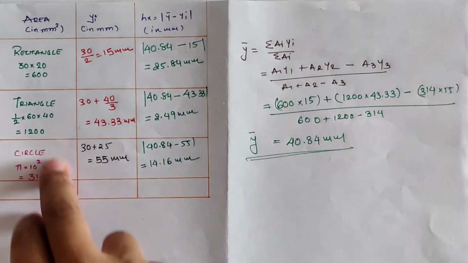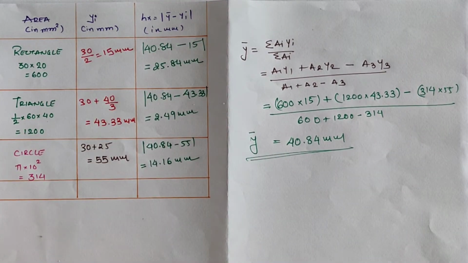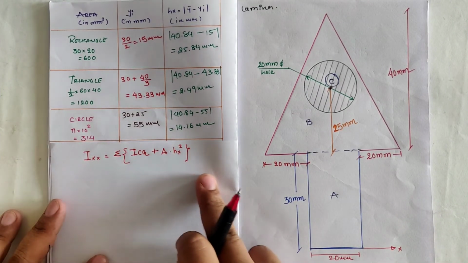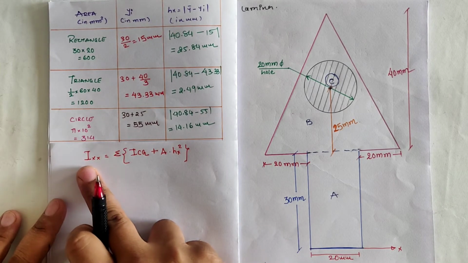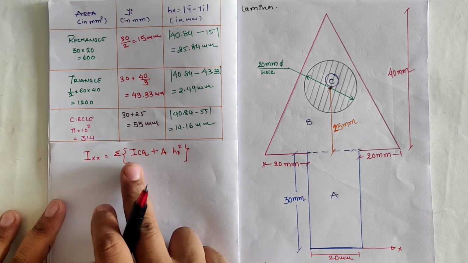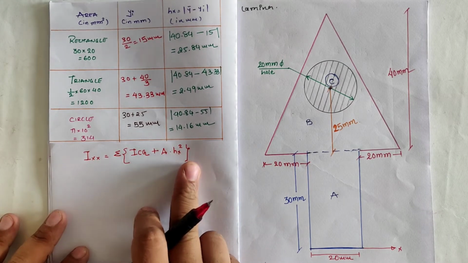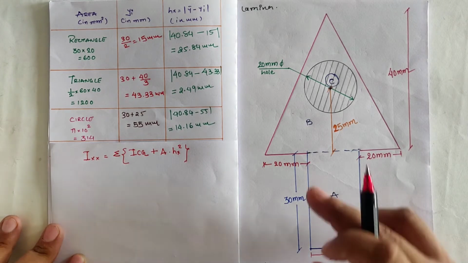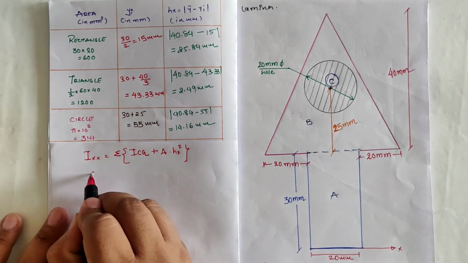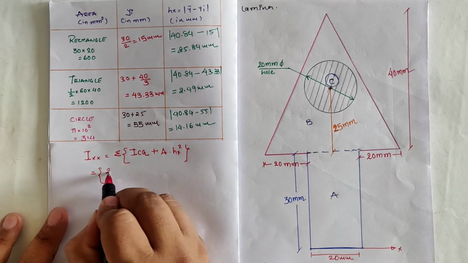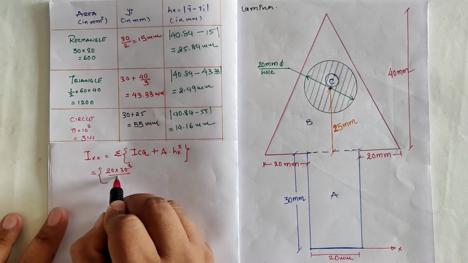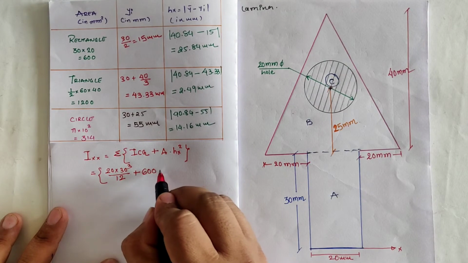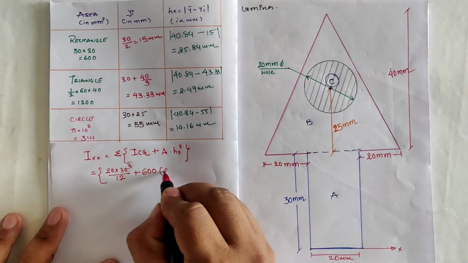Now using this tabular form we have to calculate the moment of inertia with respect to the centroidal axis. Using the mathematical formula of the parallel axis theorem, Ixx is the summation of I centroidal part plus multiplication of area into hx square. Now going ahead for part A, having the base width as 20 and depth as 30, the moment of inertia is equal to bd cube by 12. So it is 20 into 30 cube by 12 plus area as 600 mm square into hx as 25.84 square.